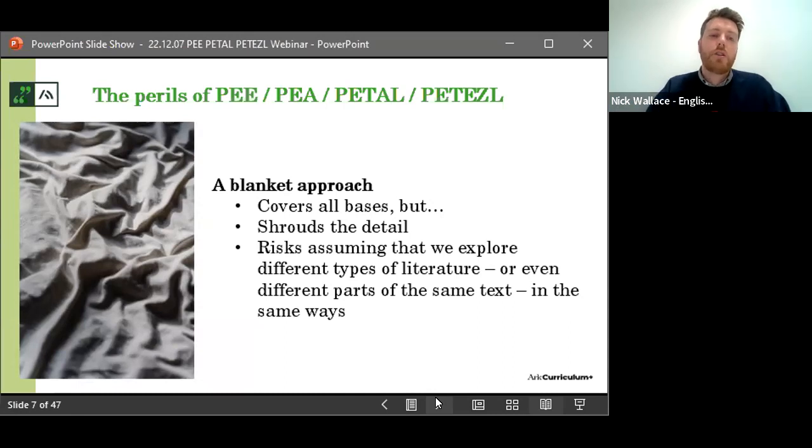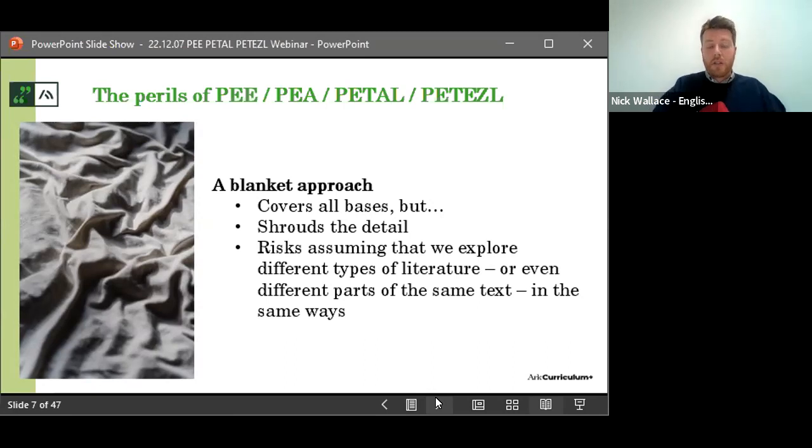That blanket approach really does risk assuming that we explore different types of literature (poetry, novels, non-fiction, long-form non-fiction, polemics, speeches) in similar ways, or even different parts of the same text in different ways. Writers, it is their prerogative to be vexatious, to play with language, to be contradictory, to contradict themselves, to do similar things in different ways at different parts in the text.